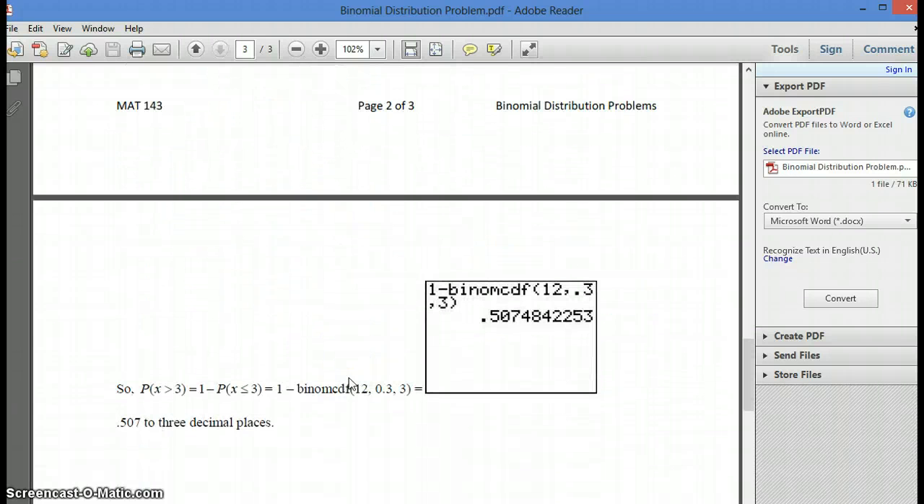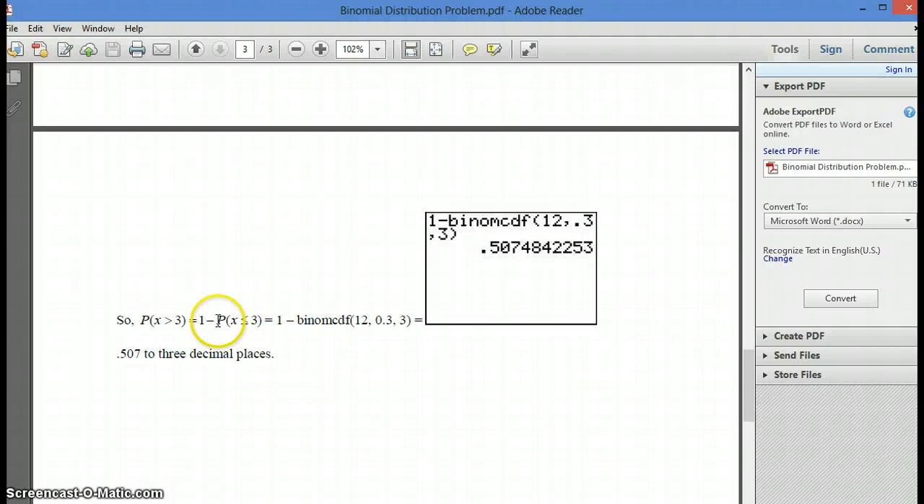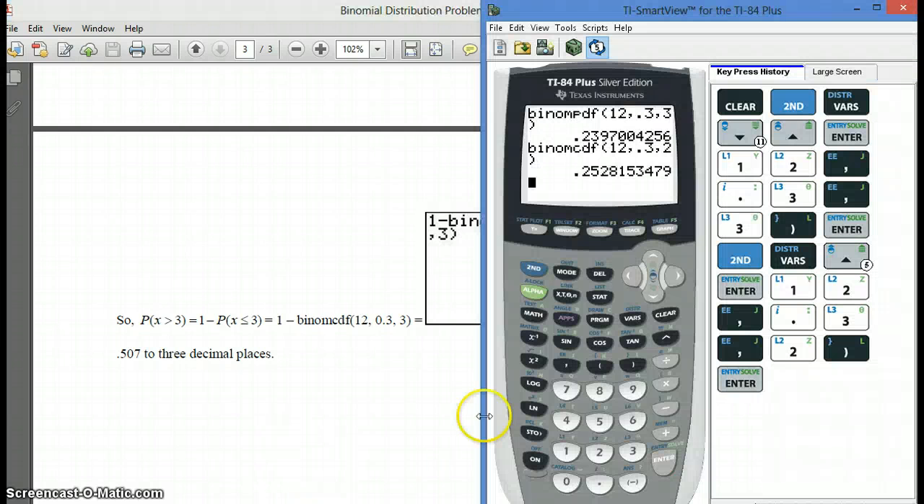Now, look at what I do. I can think of the probability that x is less than or equal to 3. That's binom CDF of 12, 0.3, 3, because that will add the probability that x is 0 plus the probability that x is 1 plus the probability that x is 2 plus the probability that x is 3. So I can put that in my calculator to calculate that probability. So I'm going to work with that idea.